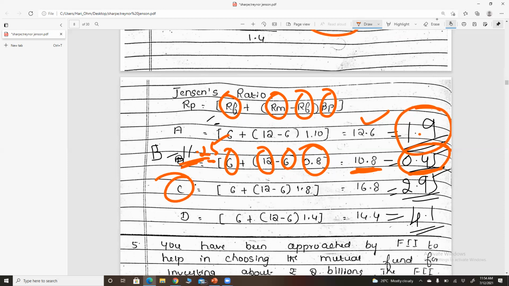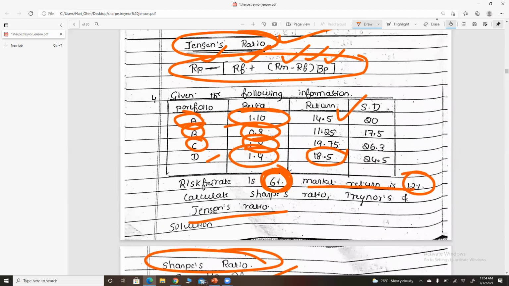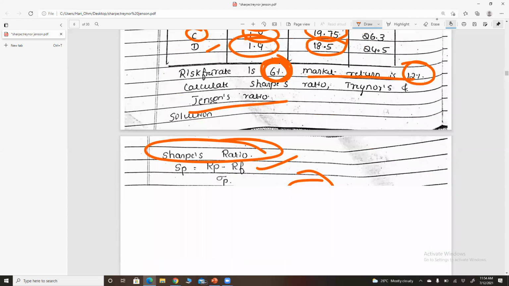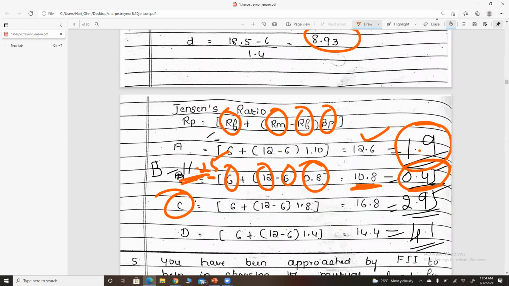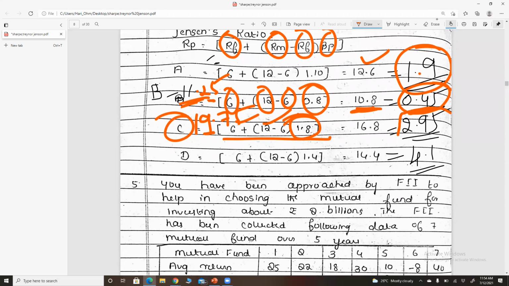Like that, calculate for C. What is the return of the portfolio? Return of the portfolio is 19.75. 19.75 minus these things: 6 is the Rf, 12 is the market return, 6 is the Rf, 1.8 is the beta. So the actual answer, you calculate yourself, you get 2.95. That is the answer. For the last one, 4.1.